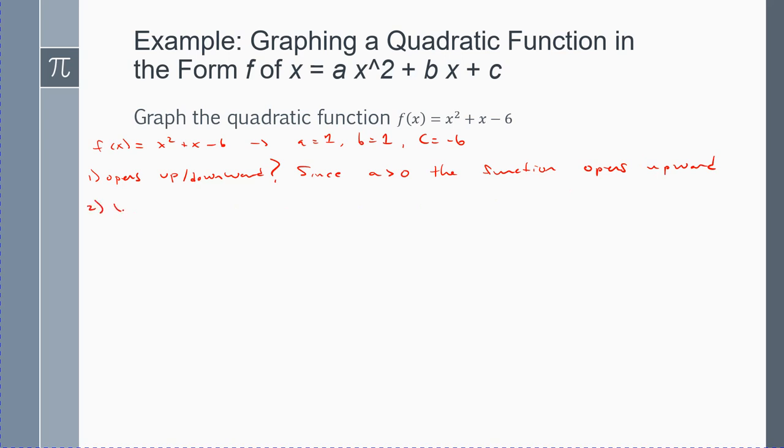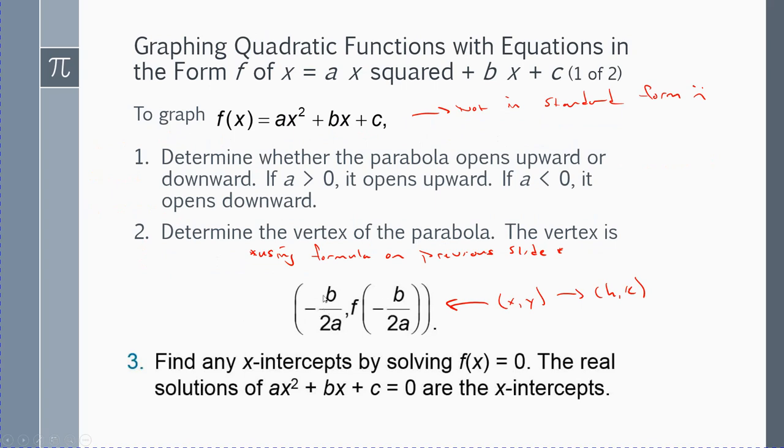Next, you need the vertex. And so we're going to use this formula right here, negative b over 2a.